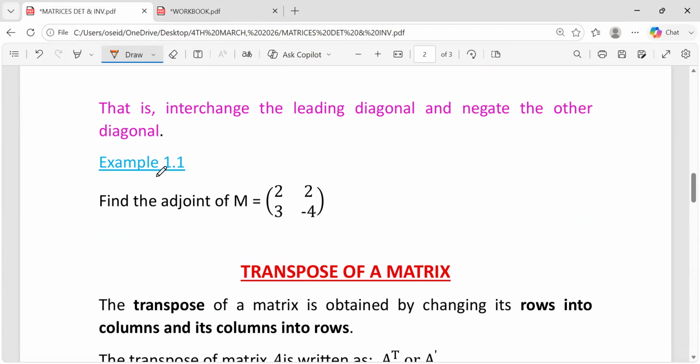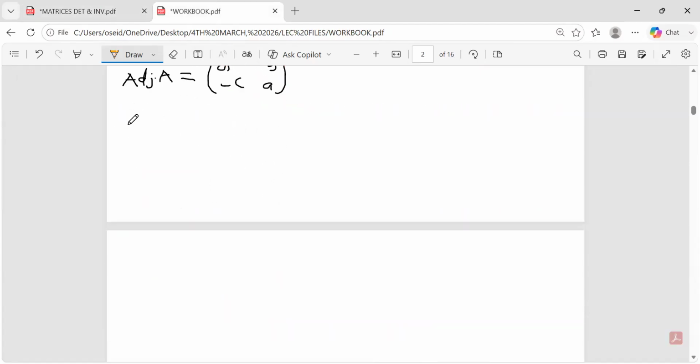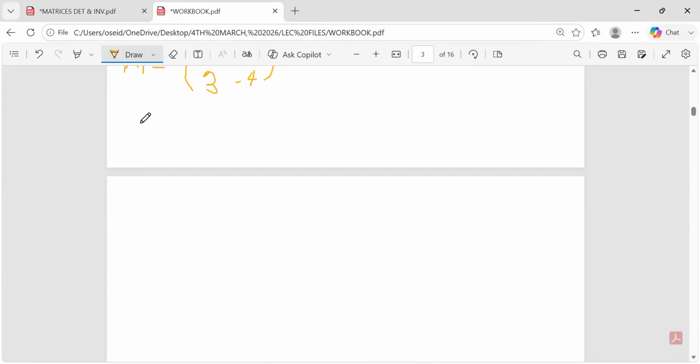So example 1, find the adjoint of matrix M, which is equal to 2, 3, negative 4. So M equals 2, 3, negative 4. So we are going to get what? Adjoint A.